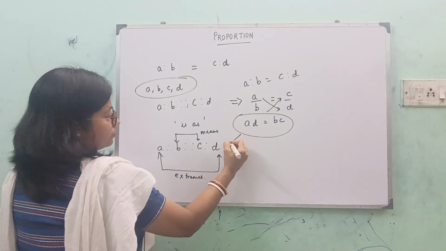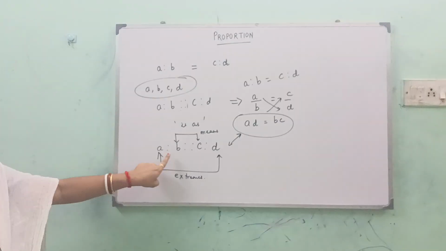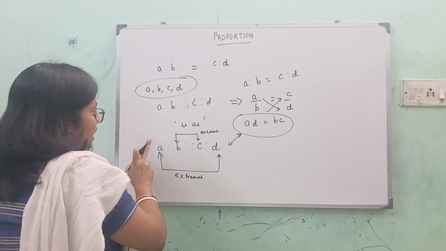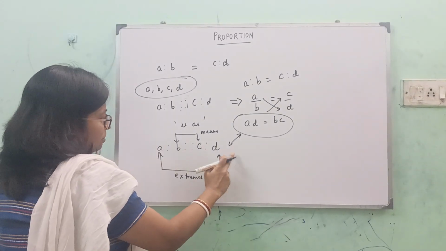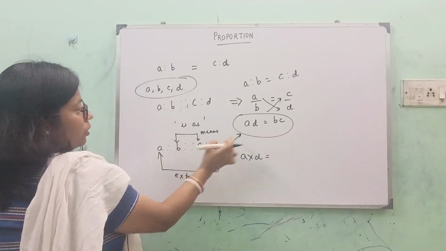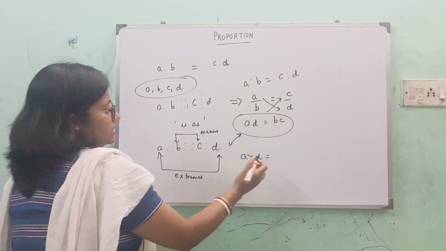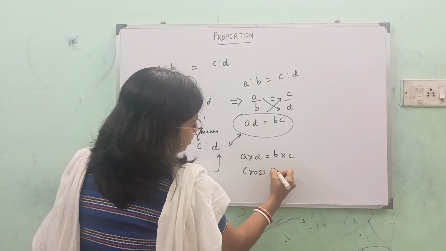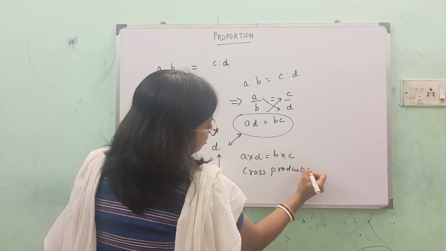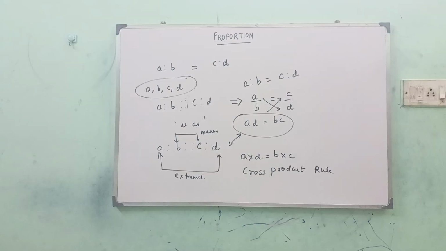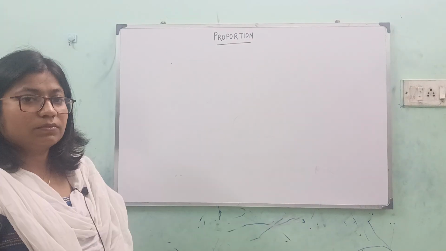So, if you look at this, if four quantities are in proportion, then the product of the two extremes, that is A into D, is equal to the product of the means, that is B into C. This is called the cross product rule. That is, the product of the extremes is equal to the product of the means.